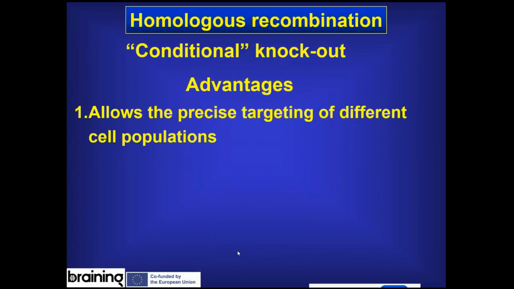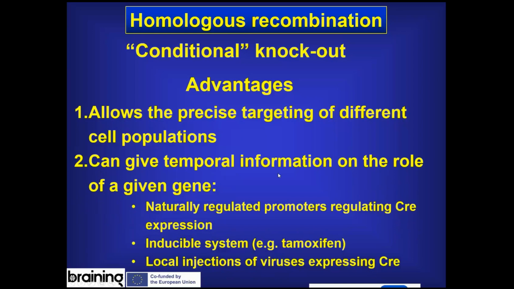So the advantages are enormous because you can allow the precise targeting of different cell populations. And also you can give temporal information of the role of a given gene, especially when you are dealing with lethal mutations. You can have naturally regulated promoters that can regulate Cre expression, like for example in adulthood. You can have an inducible system. You can have some versions of Cre that can be induced to function by injection of drugs. Or you can do local injection of viruses that express Cre. And on this I will come back later.